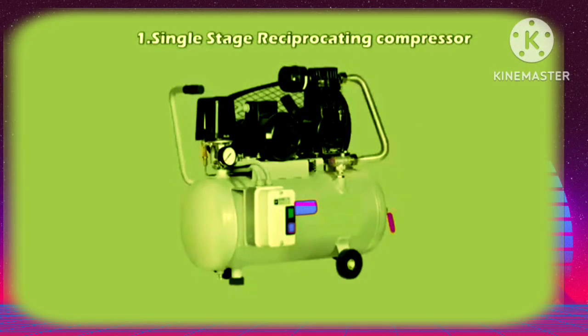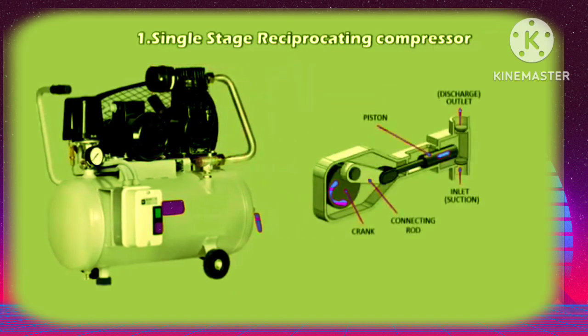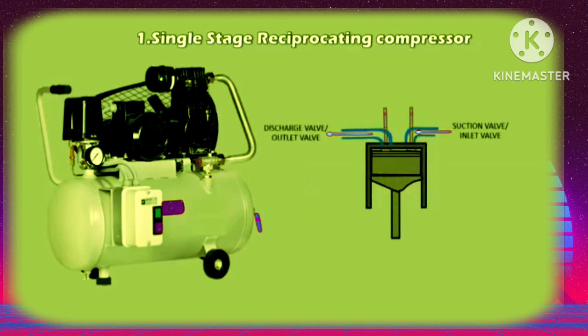1. Single-stage reciprocating compressor. In a single-stage reciprocating air compressor, the entire compression is carried out in a single cylinder. The opening and closing of a simple check valve depends upon the difference in pressure. If mechanically operated valves are used for suction and discharge, then their functioning is controlled by cams, as shown in this animation.